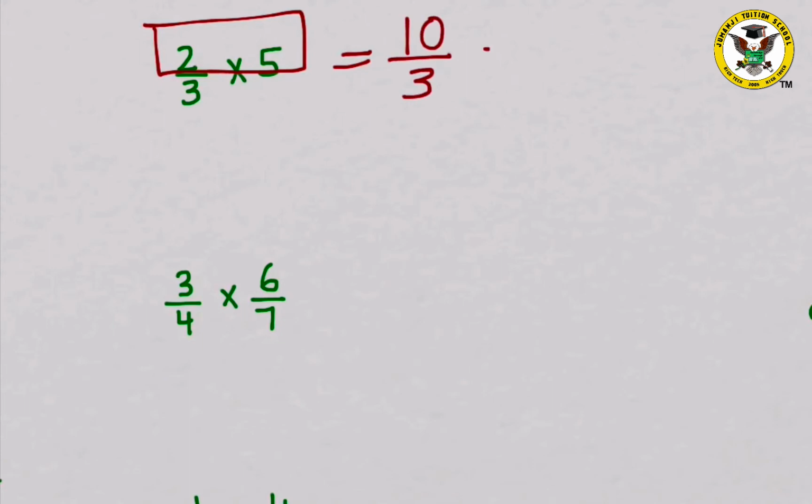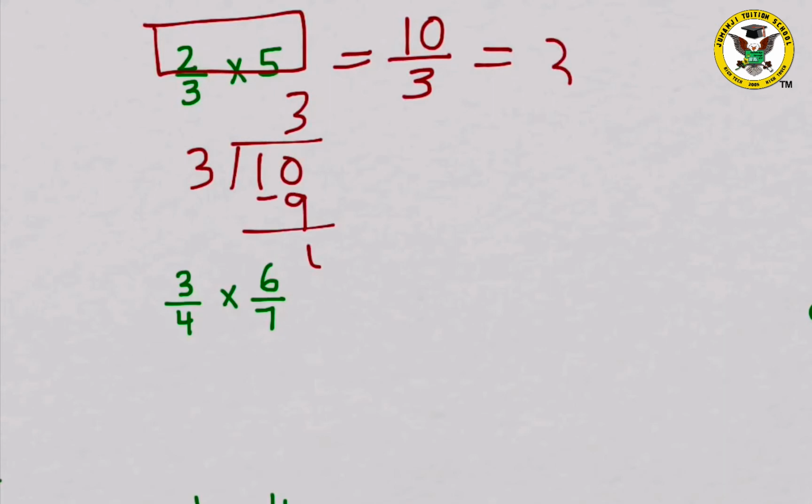And then here, you can change it into mixed number. So 10 divided by 3, 3 times 3 is 9, remainder 1. So the answer is 3, 1 over 3.